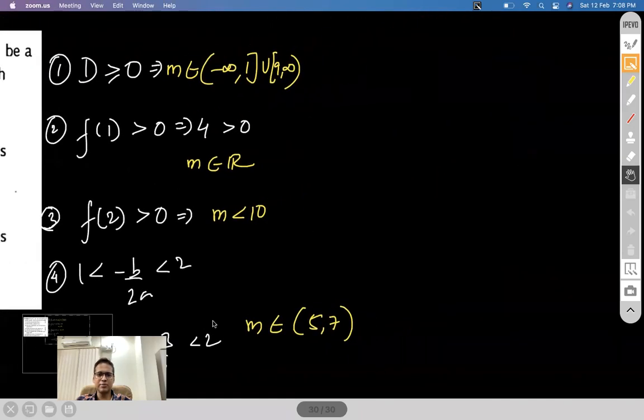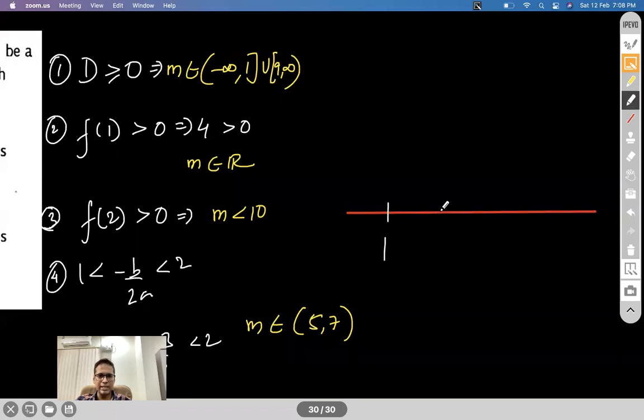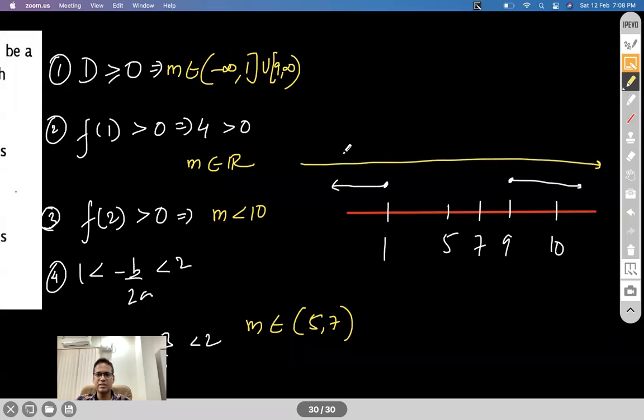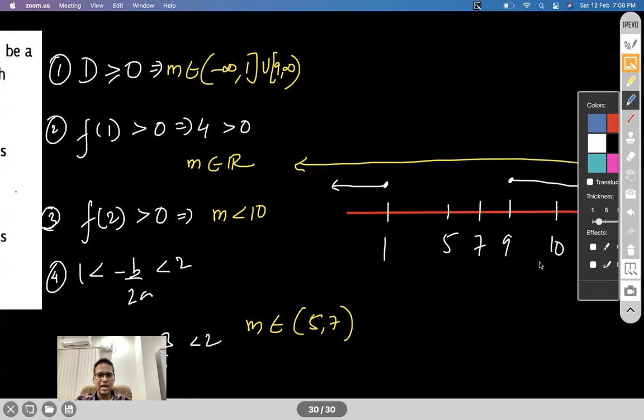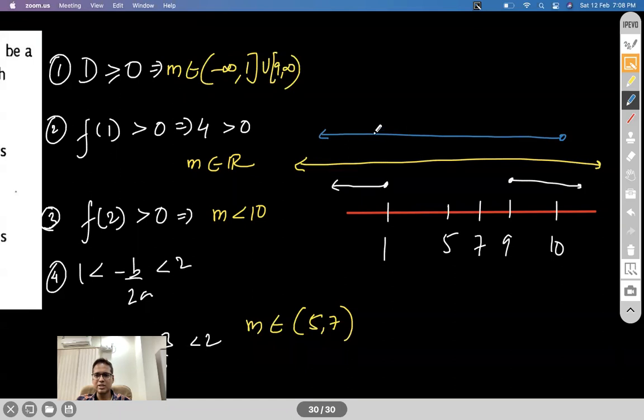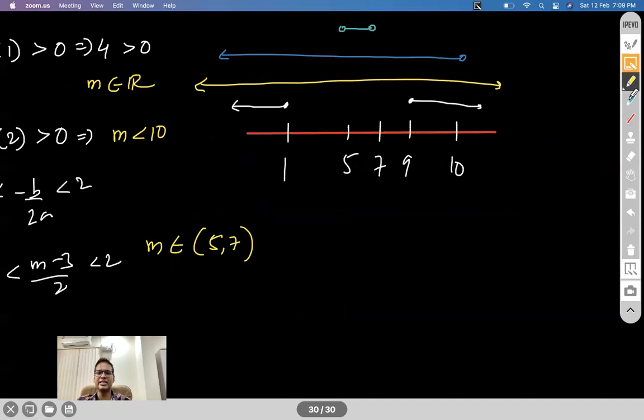Now, these four conditions written in yellow, let's try to take their overlap. I need a 1, a 5, a 9, a 7, I forgot, and a 10 also. The first condition says I want to be less than 1 or greater than 9. The second says I can be any real number. The third says I want to be less than 10. The fourth says I want to be between 5 and 7. Is there any place where all four agree with each other? No place. It means there are no real values of M. So the answer is M is a null set.